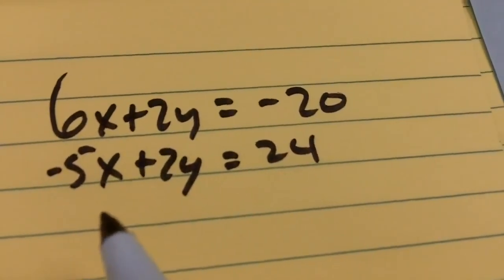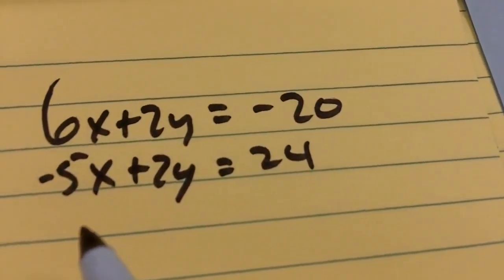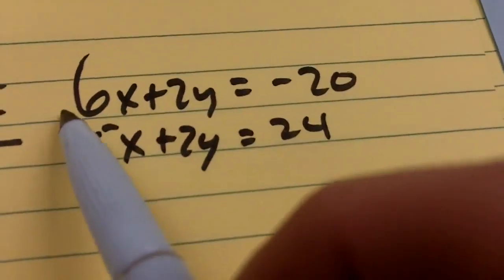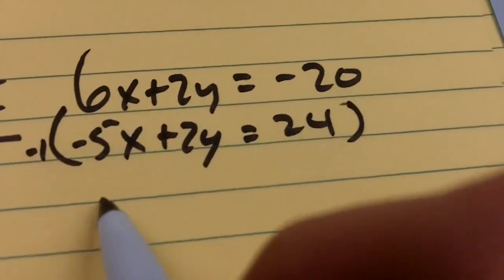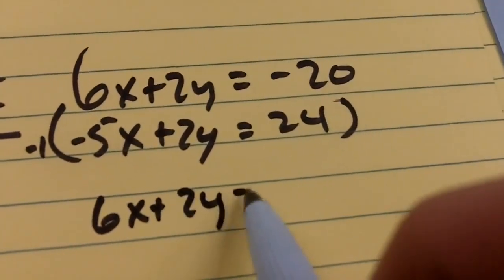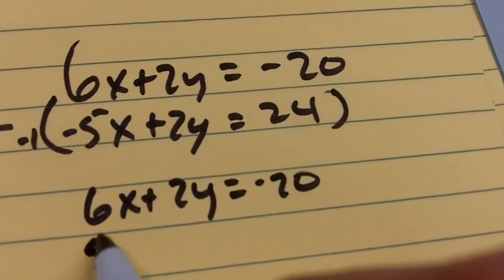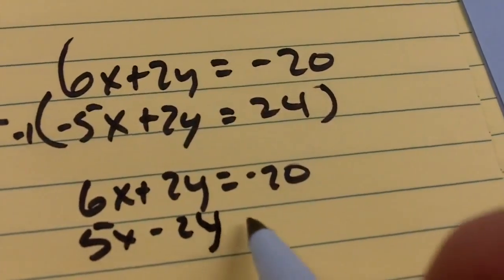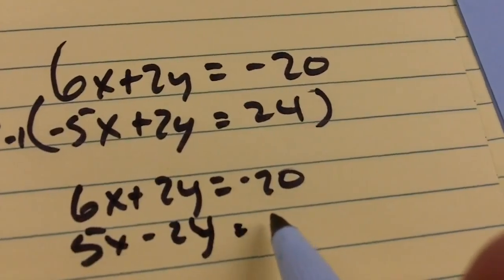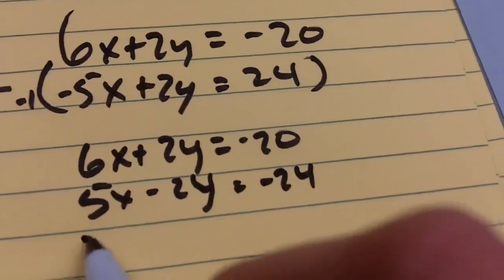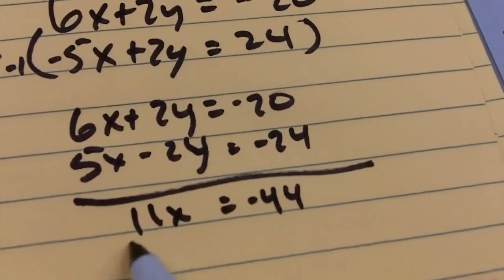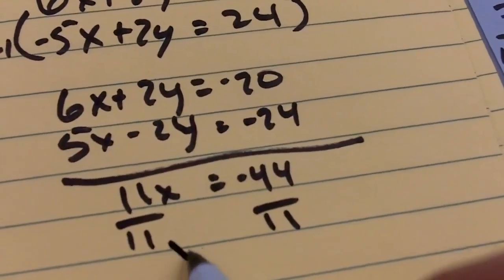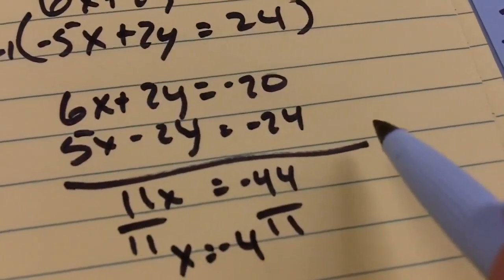Do I have opposite coefficients? No. So I need to get opposite coefficients. I'm going to multiply the bottom one by negative 1, so that those are opposites. The 2's are opposites. Top equation is still 6x plus 2y equals negative 20. Bottom equation becomes 5x minus 2y equals negative 24. Add these two equations together, I get 11x equals negative 44. Divide by 11, x equals negative 4.